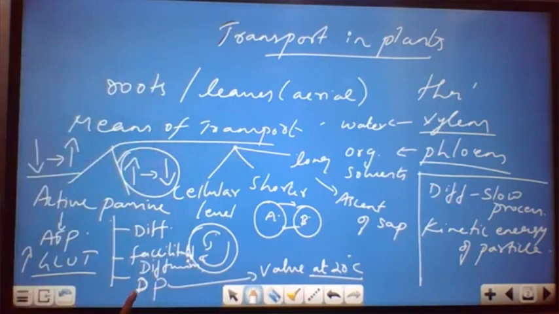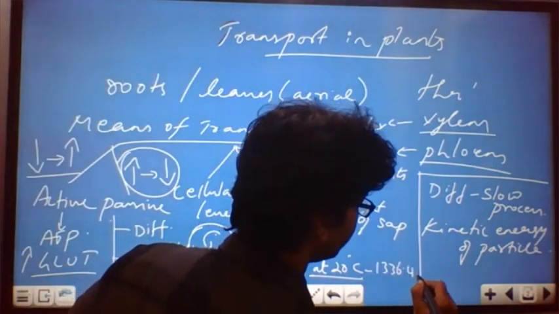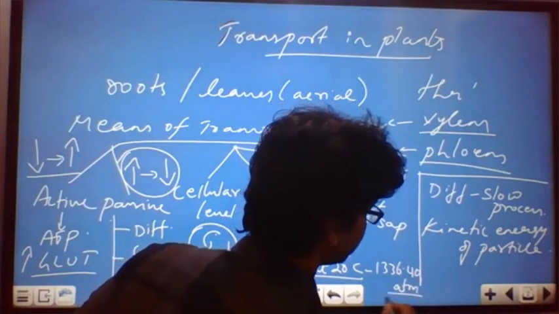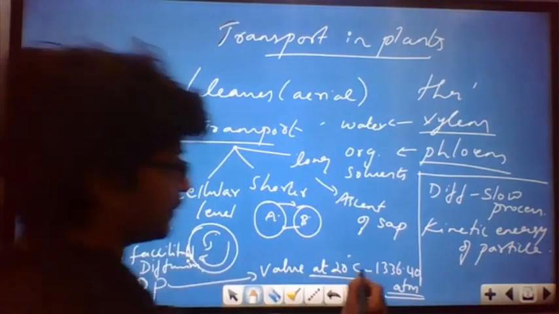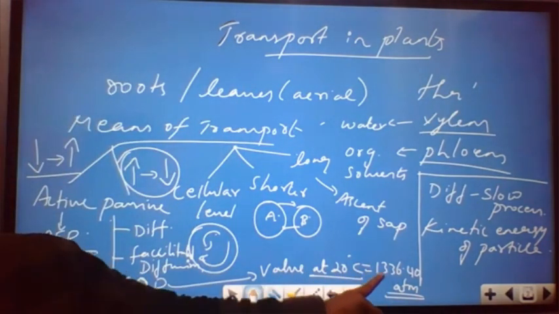So DP is the diffusion pressure. This is proportional to the kinetic movement and number of diffusing particles, and the value at 20 degrees centigrade is 1336.40 atmospheric pressure. The value of the diffusion pressure at 20 degrees C is 1336.40.